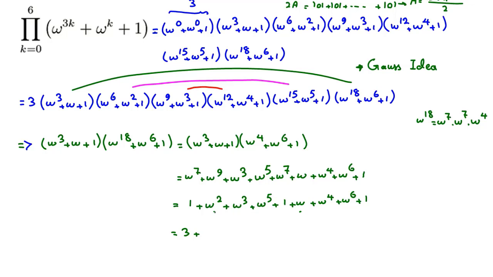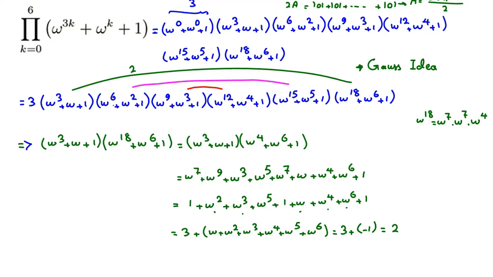Plus W, W^2, W^3, W^4, W^5, W^6, you have all of them. W plus W squared plus W cubed plus W^4 plus W^5 plus W^6 equal to 3 plus minus 1. 3 minus 1 is 2. So the product of green one is 2.